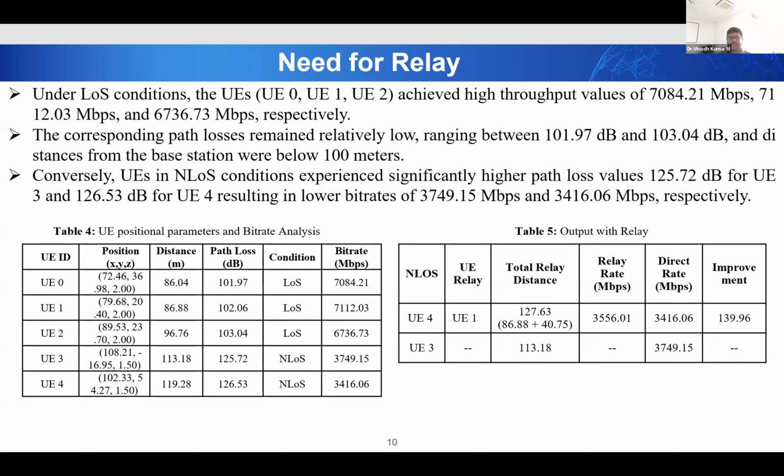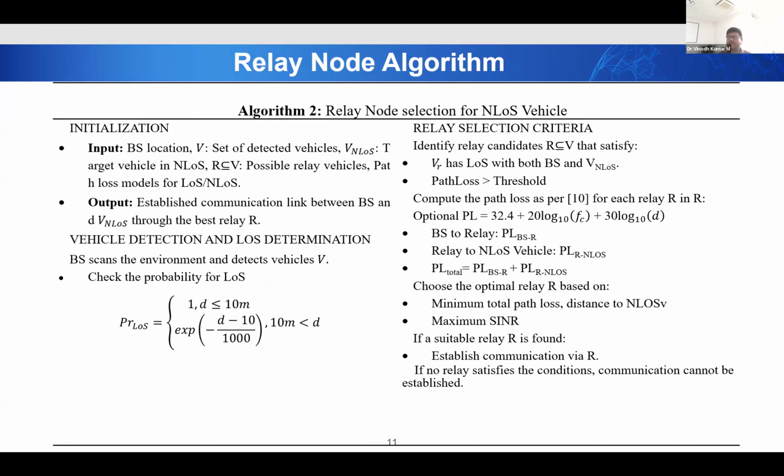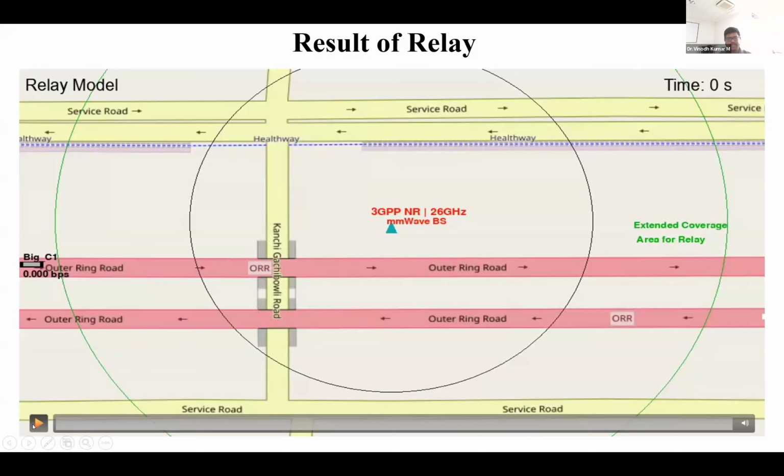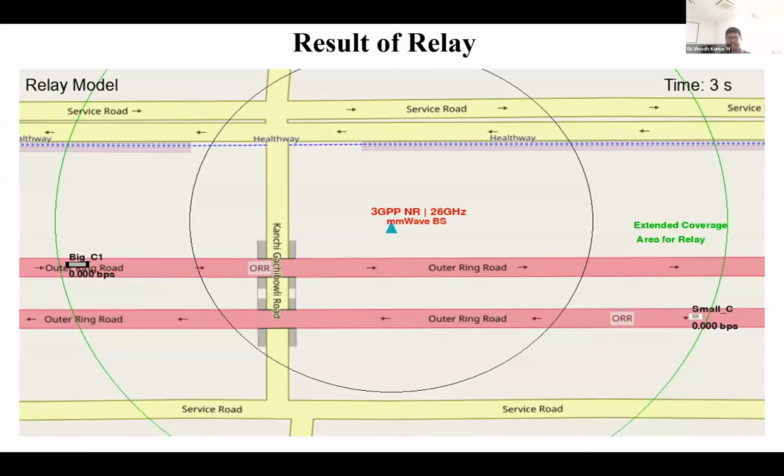Next, what we can see clearly is, next slide. So we identify the best relay suitable around the vehicle, based on the probability of line of sight and the probability of non-line of sight. Go back once, previous slide.